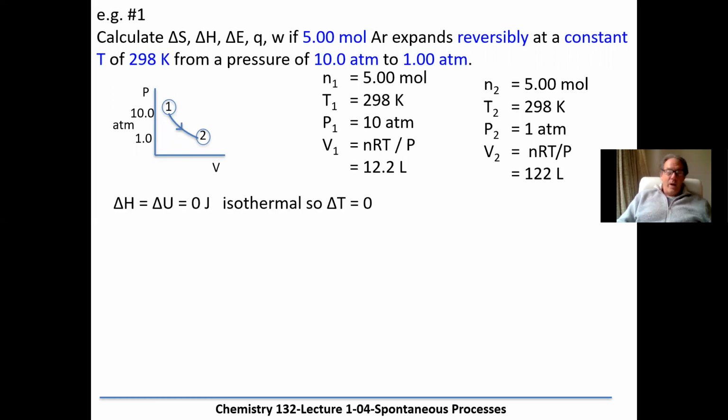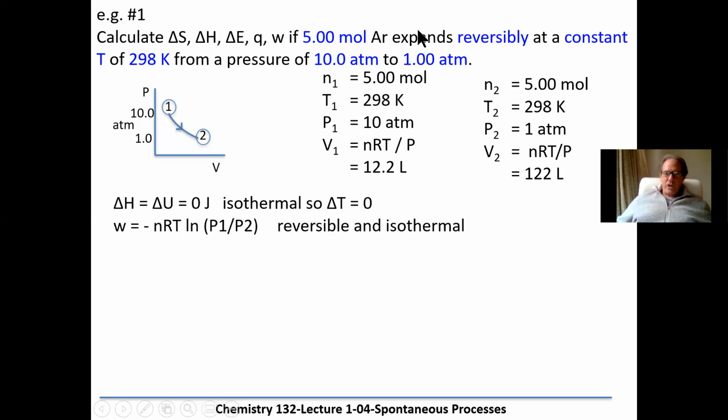And we also know delta H and delta U are 0. Why? Because they depend on temperature. Delta H is nCp delta T. Delta U is nCv delta T. They both depend on temperature change. So if temperature change is 0, there's 0.